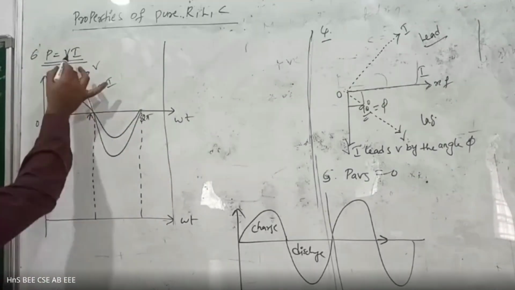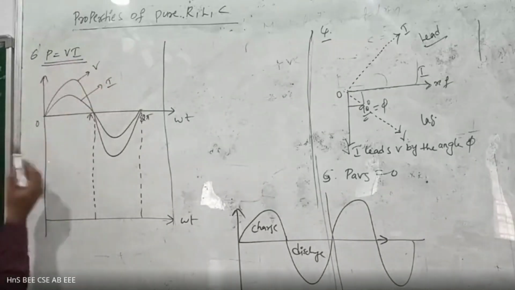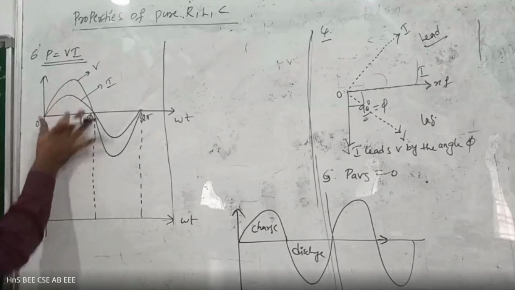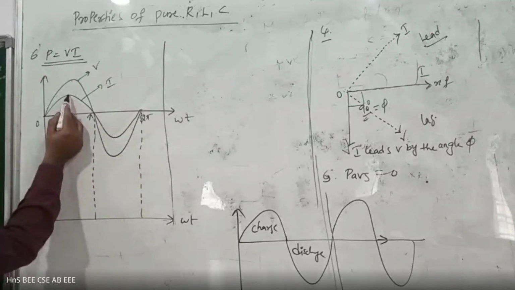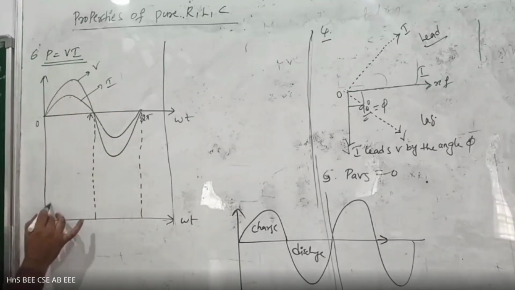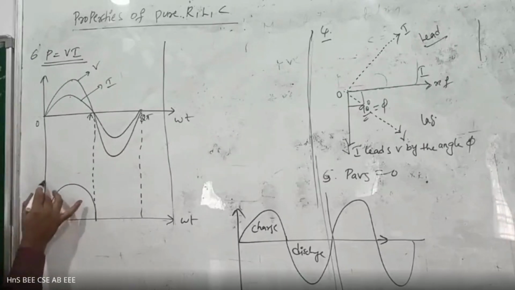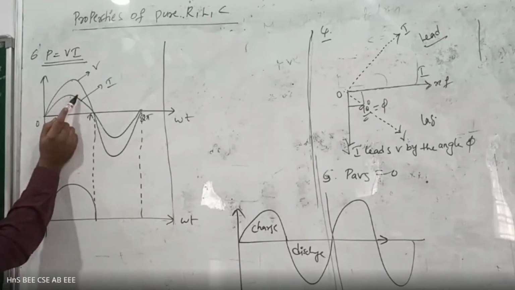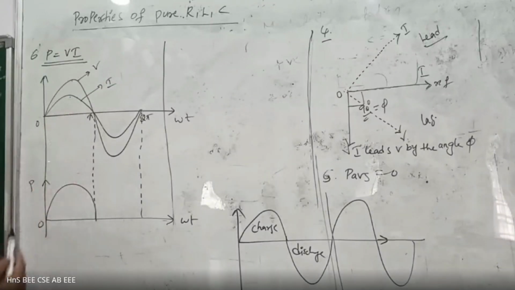Now, what is power? It is a product of voltage into current. Both voltage and current are positive or negative. Both are positive: plus into plus, plus, so the power also plus. The power equation: voltage is in the positive, current is also in the positive, so power is positive.